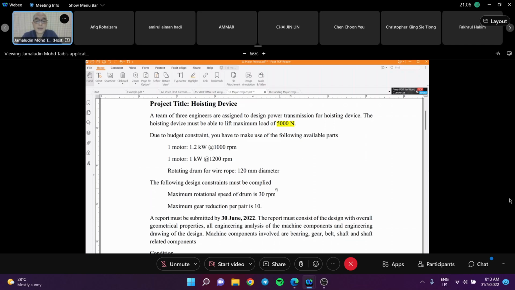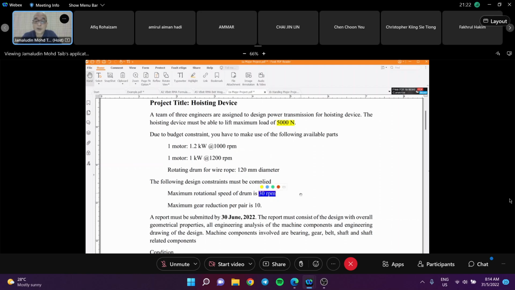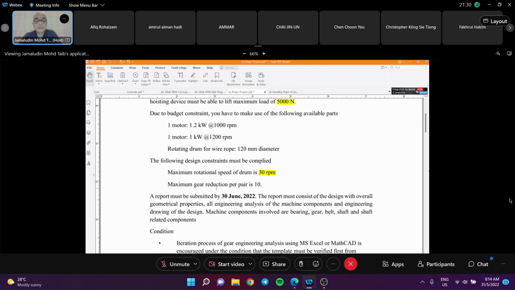This one is going to be different. On the 30 RPM, if you do the transmission and at the end of the day you get 25, that's good. But if your initial design comes up with 40, there's something wrong with your design, because you want the maximum speed of the drum to be 30. The maximum gear ratio per stage is going to be 10.